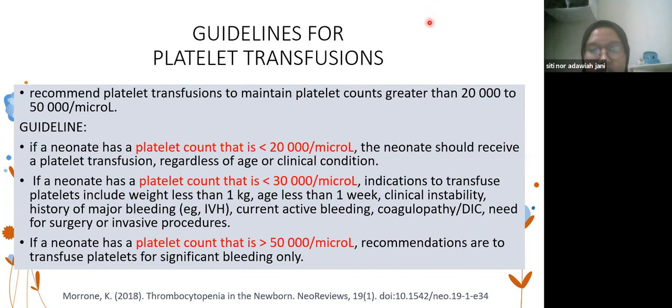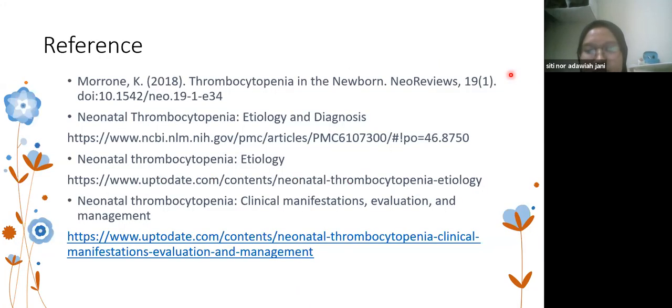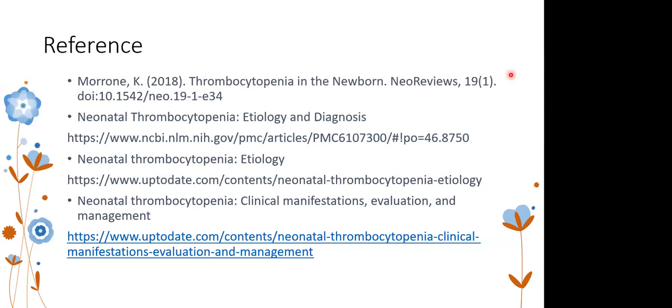And the third one is if neonates have a platelet count less than 50,000 per microliter, then we recommend giving platelet transfusion only if there is significant bleeding. Okay, that's all for neonatal thrombocytopenia. Any question?